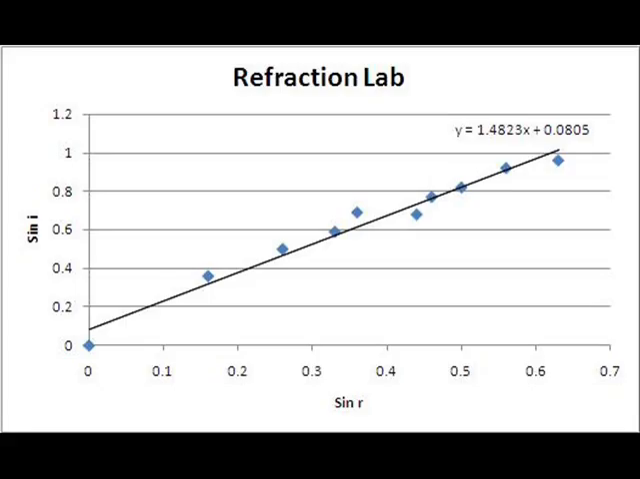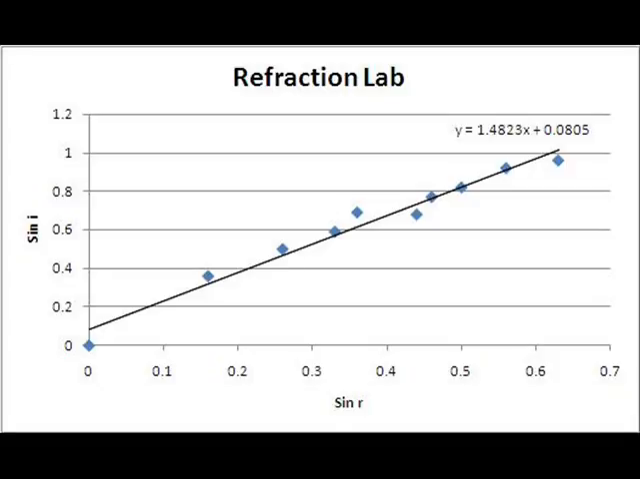We can see that the angle of refraction is always greater than the angle of incidence. The slope of the graph gives you the refractive index of perspex. The slope is the ratio of sine r and sine i. The equation for the refractive index is y equals 1.482x plus 0.08.